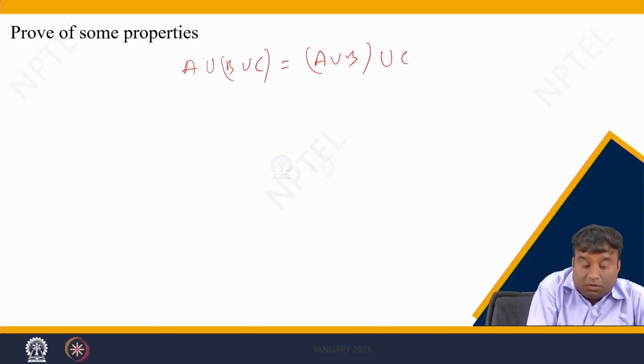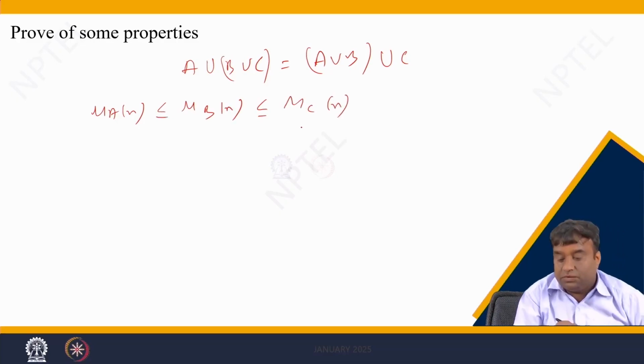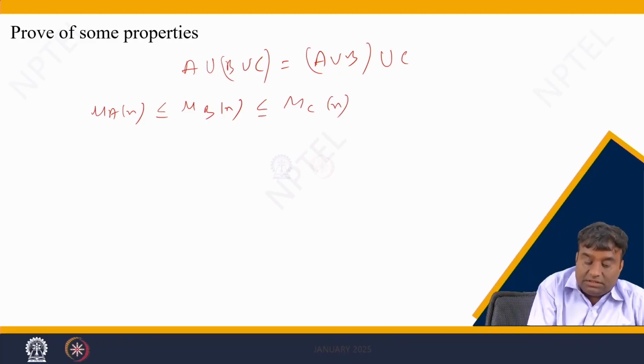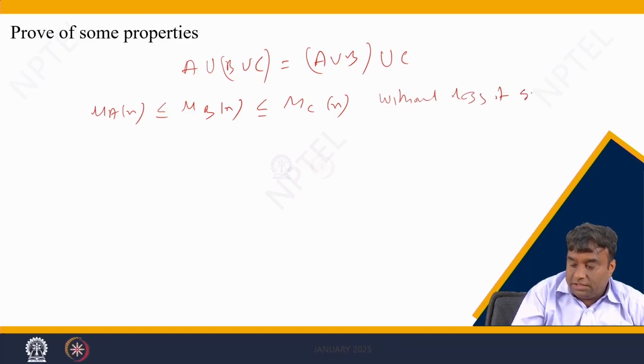Without loss of generality, we are assuming that mu A(x) is less than or equal to mu B(x), which is less than or equal to mu C(x). So there are three fuzzy sets A, B, C, and we are assuming this ordering, without loss of generality.